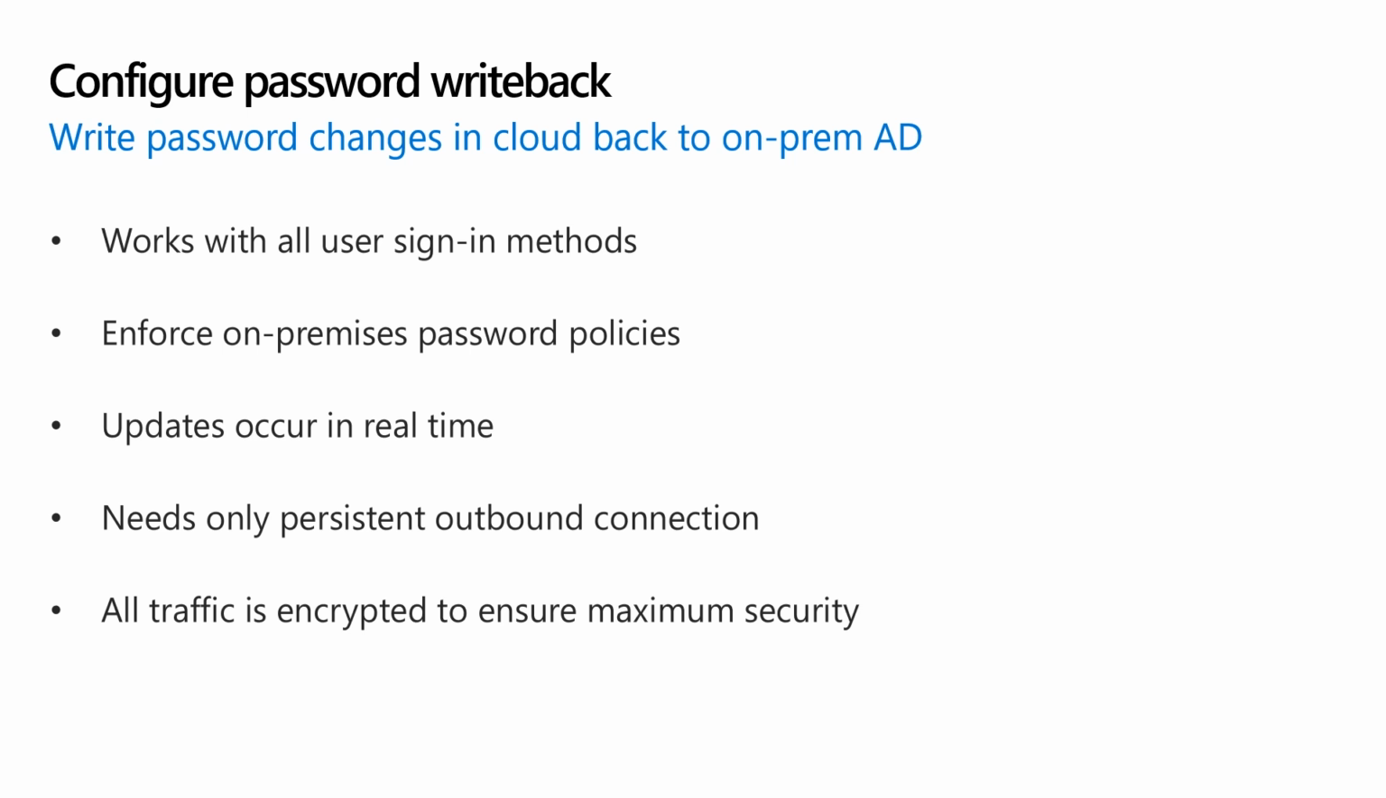This includes checking the history, complexity, age, password filters, and any other password restrictions that you may have defined in your local Active Directory. Password writeback is a synchronous operation with zero delay feedback. Users are notified immediately if their password could not be reset or changed for any reason.